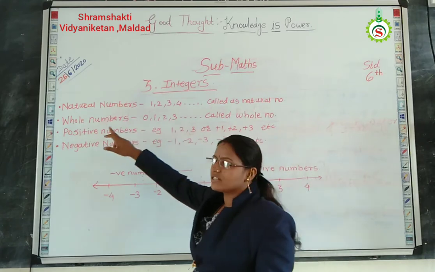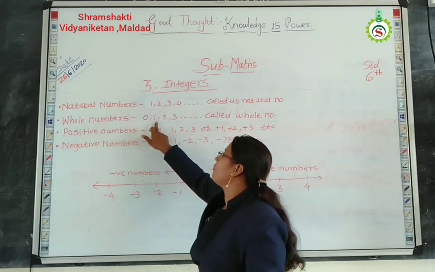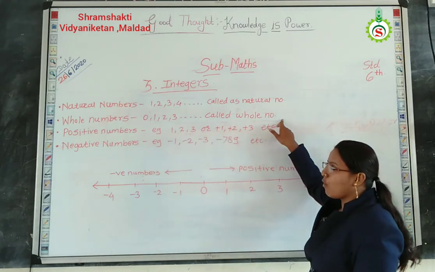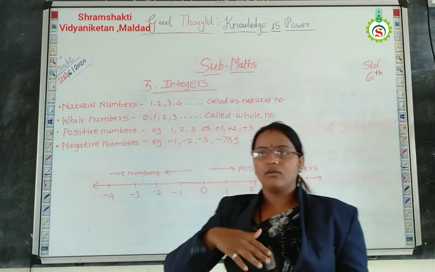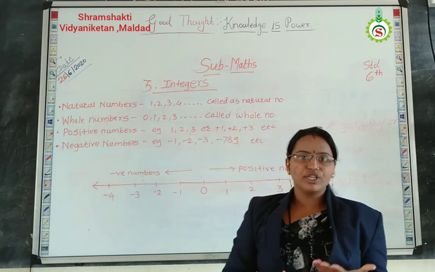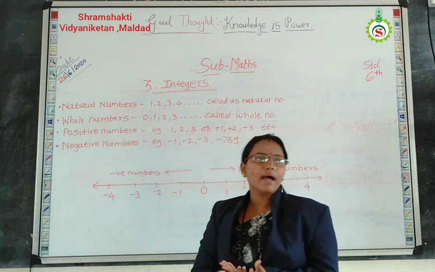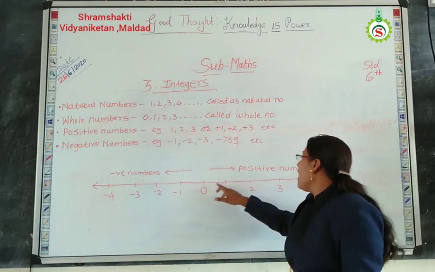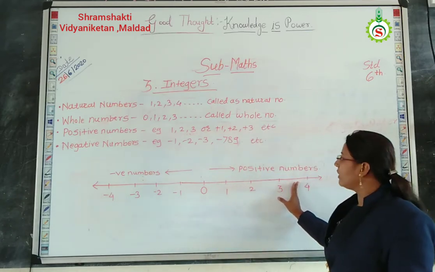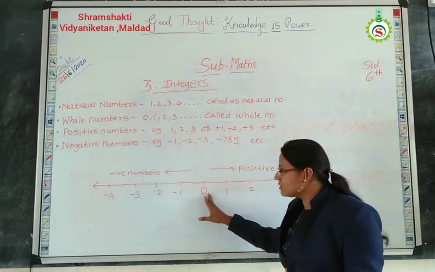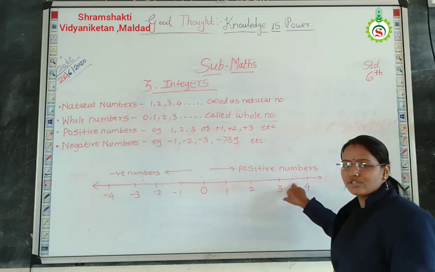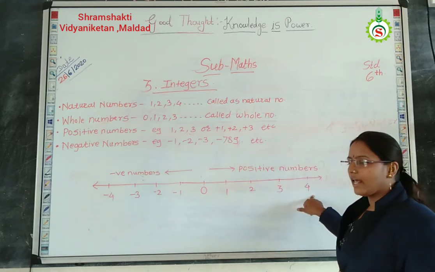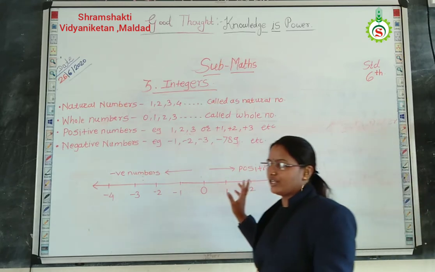How can we write the set of whole numbers? 0, 1, 2, 3 and so on are called whole numbers. Again you have seen positive numbers. So what is meant by positive number? The numbers that are on the right hand side of 0 on the number line are called positive numbers. For example, 1, 2, 3, 4 are positive numbers.